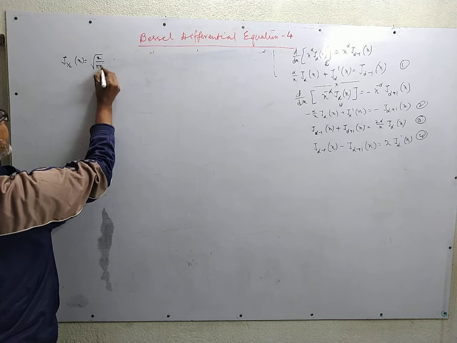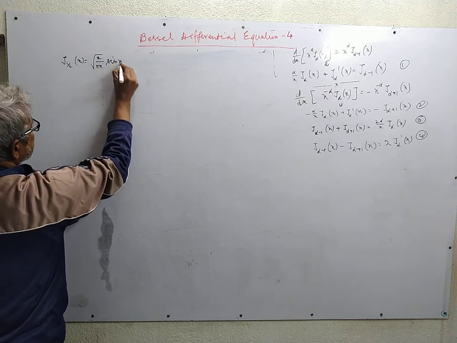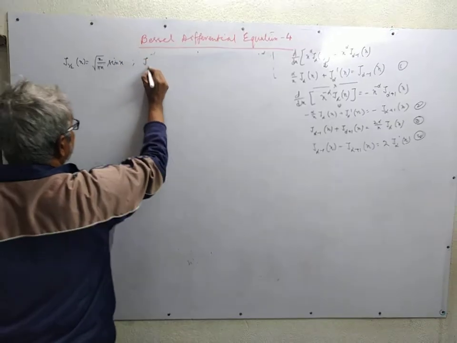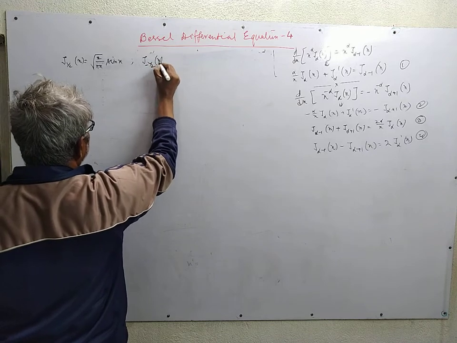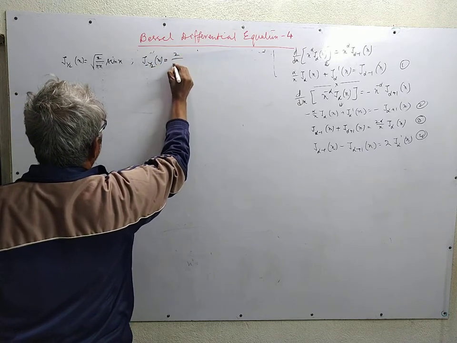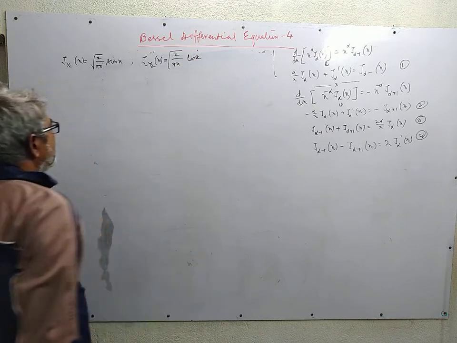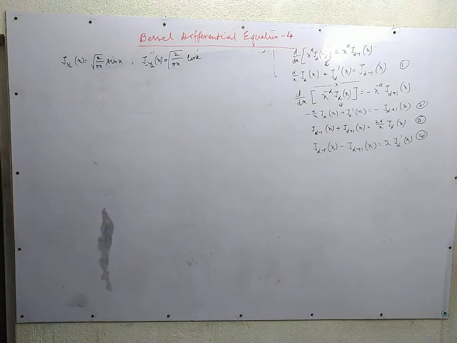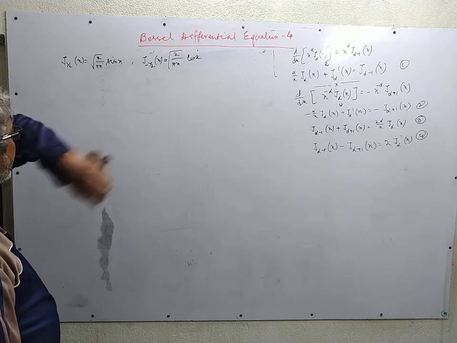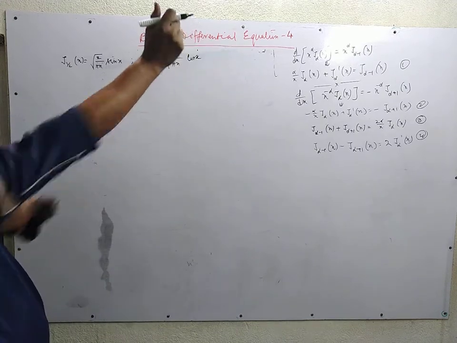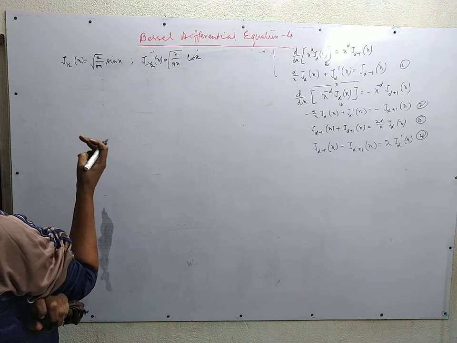J of half of x is equal to root of 2 by pi x times sine x, and j of minus half of x is equal to root of 2 by pi x times cos of x. We obtained this relation earlier. First let me study the behavior of j of plus minus half at x is equal to 0.